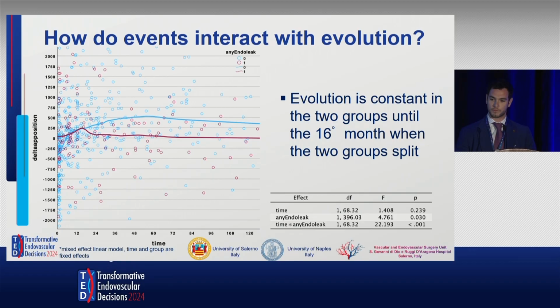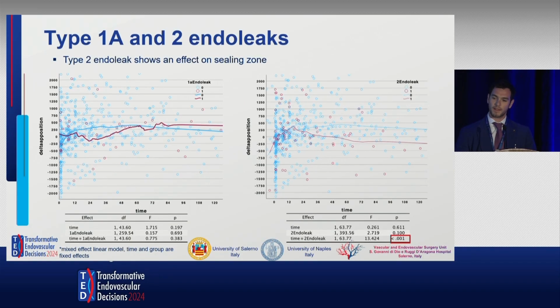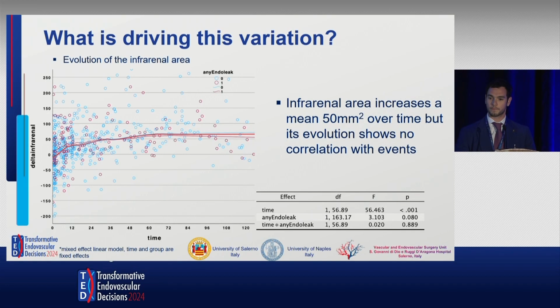You see the two curves go together until the 16th month where they split, and there's a statistical significance difference between endoleaks and time. Type 2 endoleaks are responsible for sealing zone evolutions more than type 1A endoleaks, because when there's a type 1A endoleak, the sealing zone is 0 by definition, but type 2 endoleaks interact with the proximal sealing zone evolution.